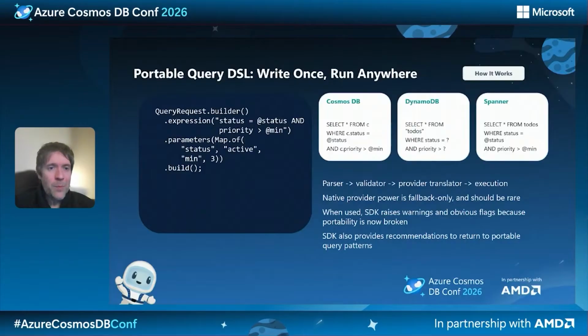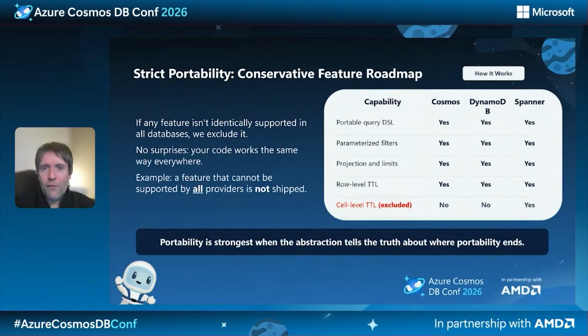And it follows from that, we need a portable query DSL. So you can see on the left there, this is the multi-cloud DB query DSL, the same regardless of the platform that it's running on. It would be different on the right-hand side, with syntax differences between those different databases and so on. It also follows that we have a fairly conservative feature roadmap. Bottom line is, a feature will not be supported if all providers cannot support it. So if it can't be supported in every available provider, then it's simply not shipped.